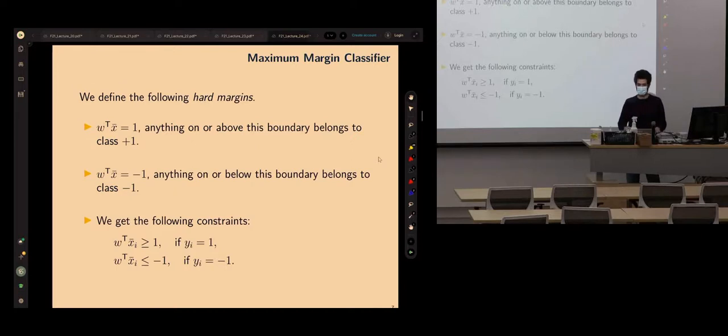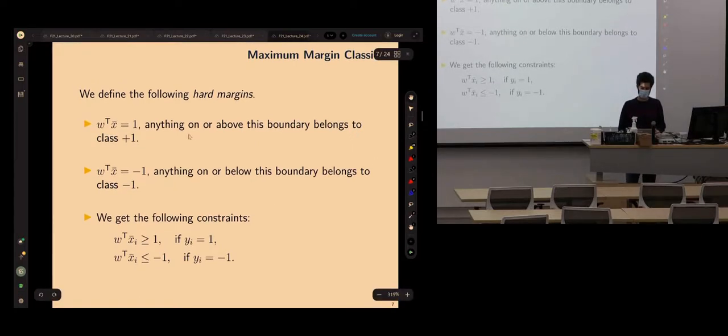Then our maximum margin classifier was like this. We said to define the distance 1 to define one side. Anything on and above this value, we call it the category of +1. And anything on and below -1 was the other category. Now, it seems that the distance is fixed, but it is not.